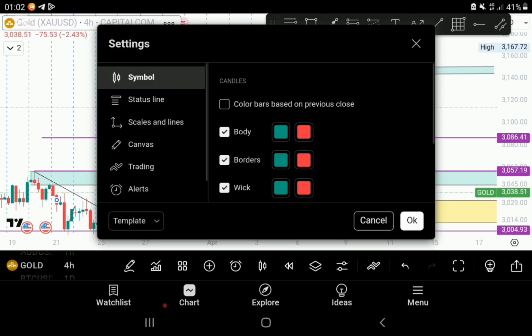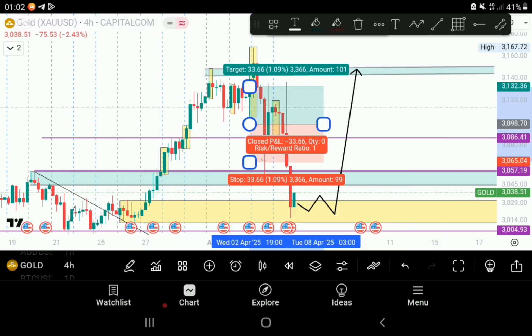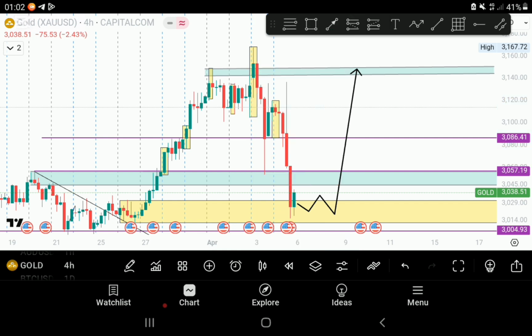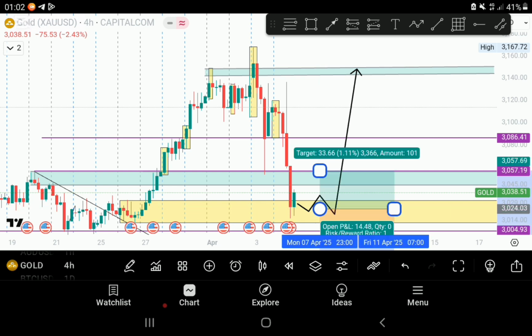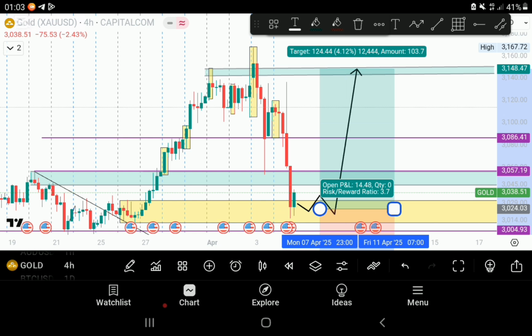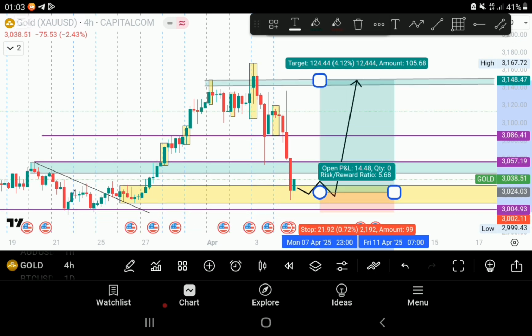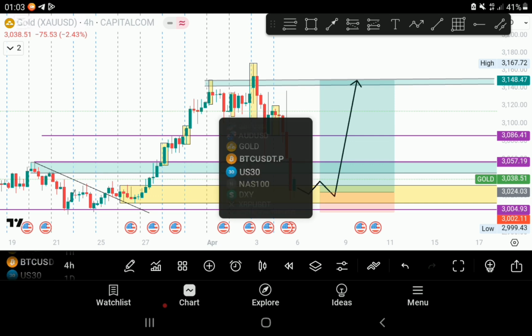Briefly, let's look at the potential we have for gold. We are buying up to this zone, with our stop loss a little bit below here. 1:5 RR. Straightly, let's go to our US30.